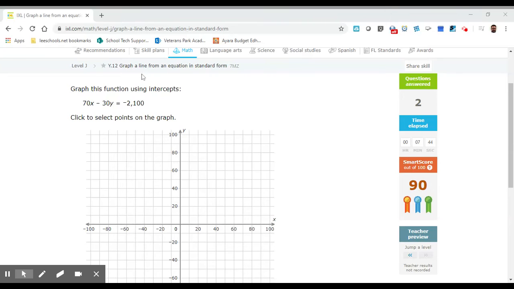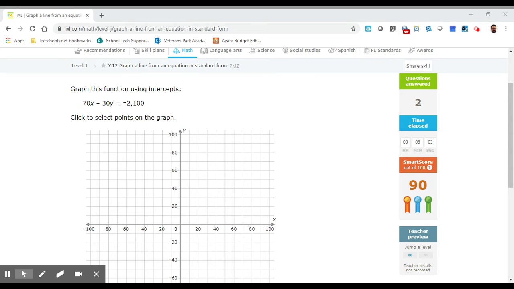Okay, this is the upper level question, 90 and above, of graph a line from an equation in standard form. This is 7MZ on your 8th grade IXL. Question reads, graph this function using intercepts. You have 70x minus 30y equals negative 2100.